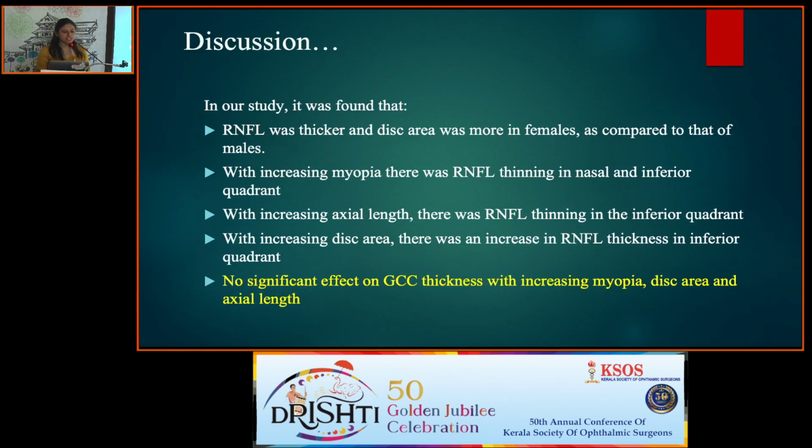Discussion. In our study, it was found that RNFL thickness was thicker and disc area was more in females as compared to males. With increasing myopia, there was RNFL thinning in nasal and inferior quadrant. With increasing axial length, there was RNFL thinning in the inferior quadrant. With increasing disc area, there was increase in RNFL thickness in the inferior quadrant. No significant effect on GCC thickness with increasing myopia, disc area, and axial length.